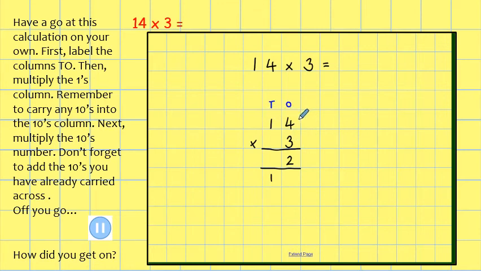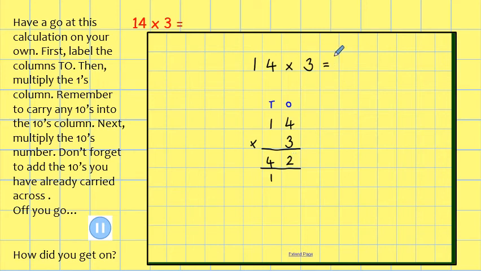Now multiply the tens numbers. We've got 10, 3 times. Easy peasy, it's 30. But we've got this one here as well. So you should have remembered you've got your 30, keep that in your head, but you're adding this 10 onto it. So 30 and another 10 is 40. 14 times 3 is 42.